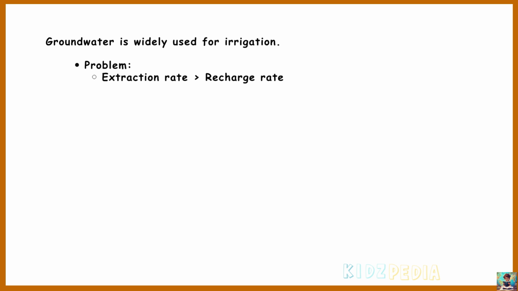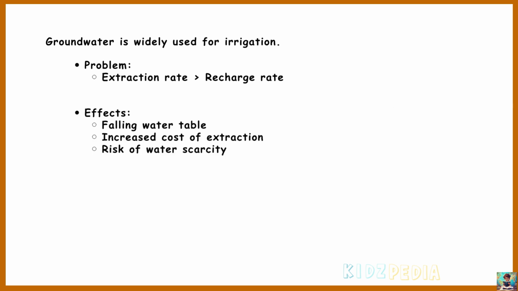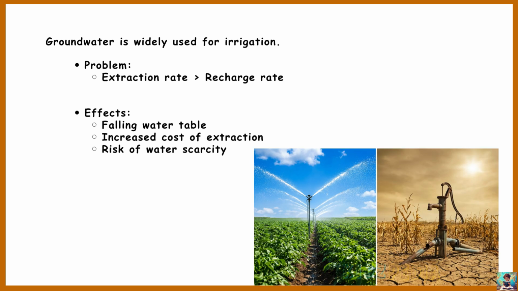Imagine drinking water from a tank continuously without filling it again. Slowly, the water level will go down. In the same way, the water table also falls. As the water table goes deeper, wells and bore wells need to be dug deeper. Pumping water becomes more expensive, and after some time, groundwater may become unavailable. Because of this, many cities in India may face water shortage in the future.